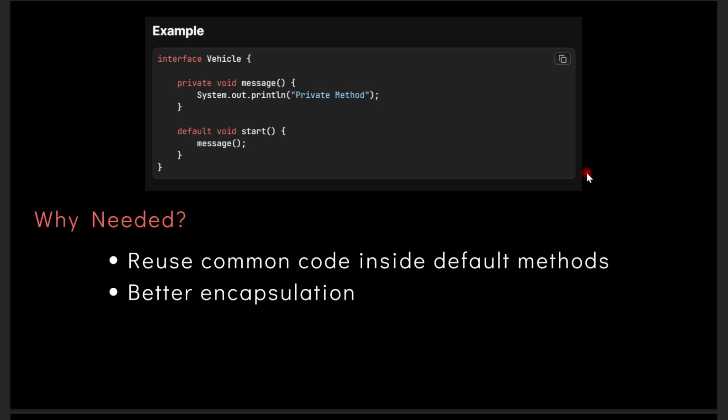And let me show with one example for better understanding. So here I created a vehicle interface. It has a default method start. So in this interface, I have some common functionality. So I take out that common functionality from existing methods.